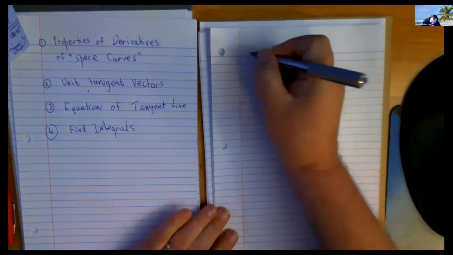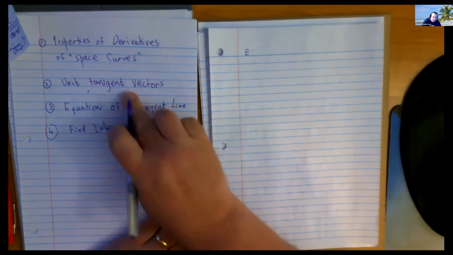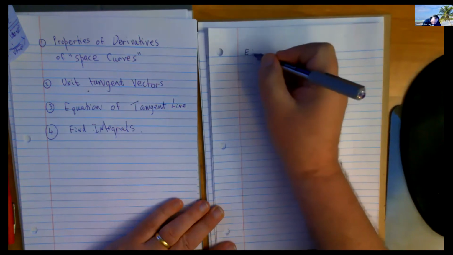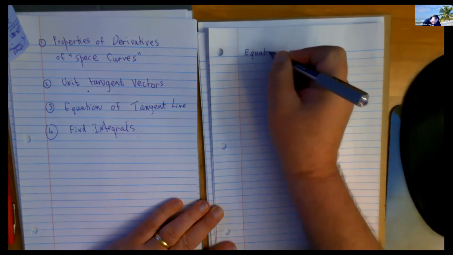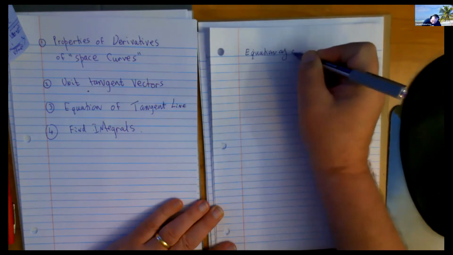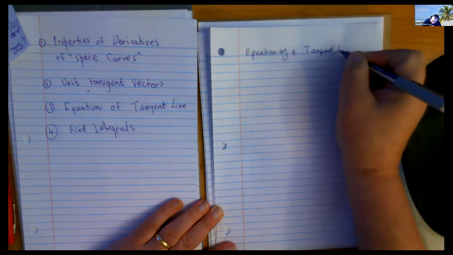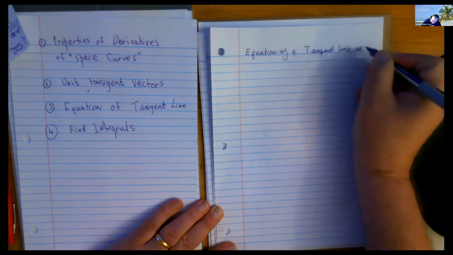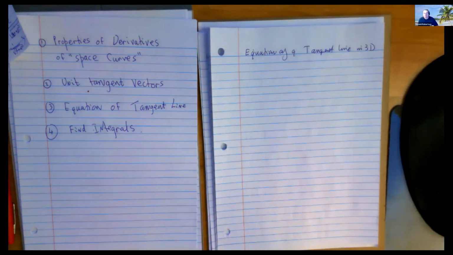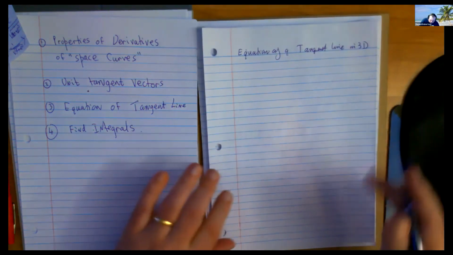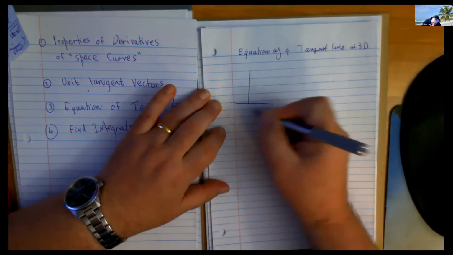So let's look at what is called, and it is called this. Actually, it's called the right thing over here. The equation of a tangent line. And I guess I'll add in 3D. Well, let's look at the analogy of what that might look like in 2D.